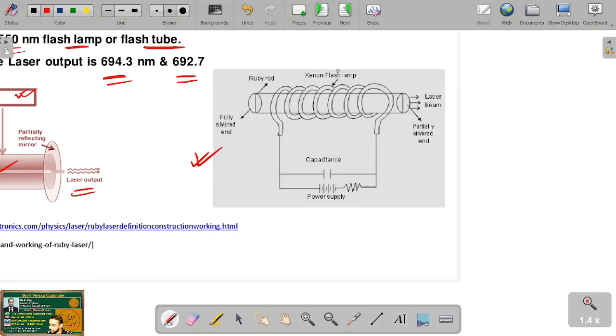So the xenon flash lamp, the 550 nanometer flash lamp, is used as pumping, and this is the ruby cylinder or ruby rod, where the two terminals are coated with an optically reflective medium, and this part is partly silvered. So the laser beam output comes from this part.